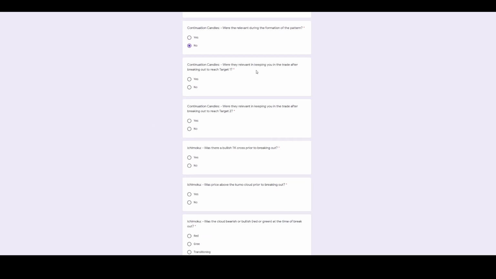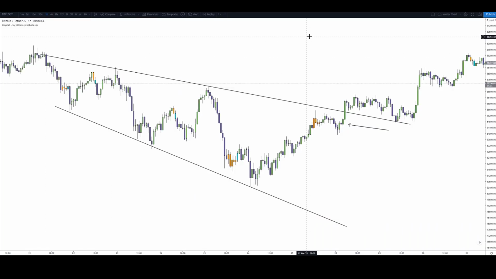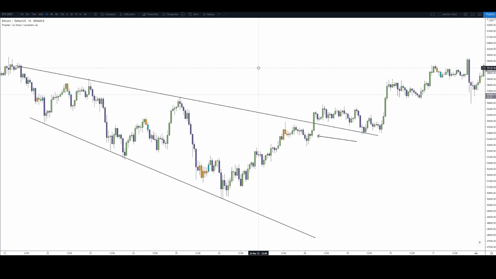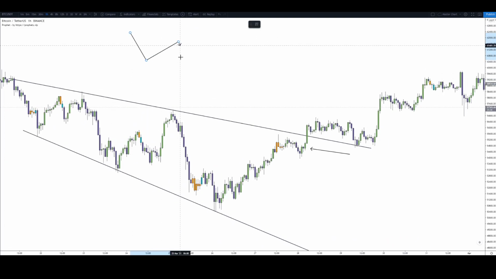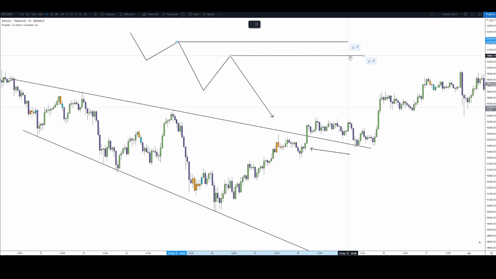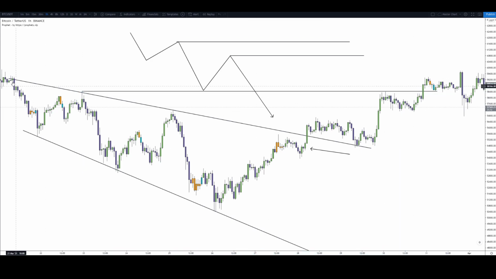Alright. Continuation candles. Were they relevant in keeping you in the trade after breaking out to reach target 1? So how targets are found is in the waves. 3 dips there. Target 1 is the high of this. Right, and then target 2 is the high of that. So in this case, it would be here, this region. Right, we can go by either the candle body or the candle wick. Just whatever you do, make sure you're persistent. And go here as well.